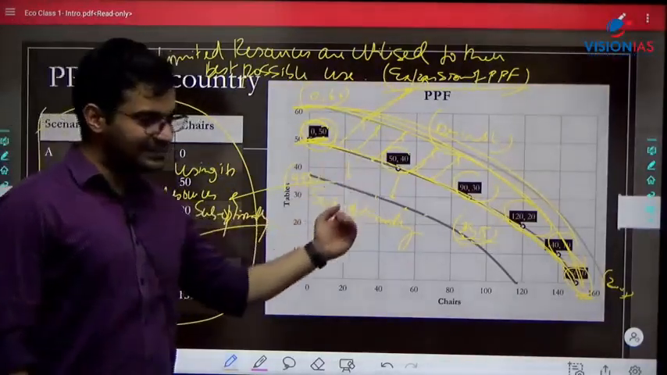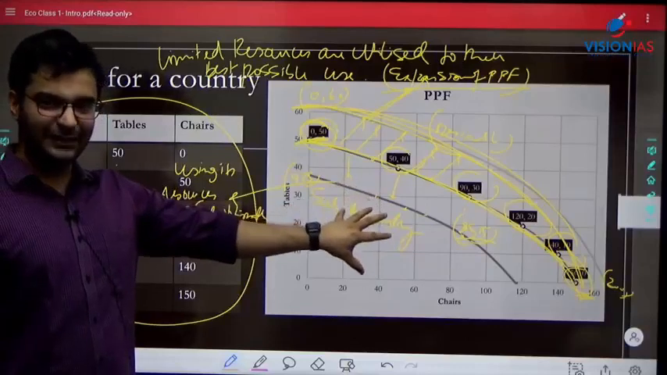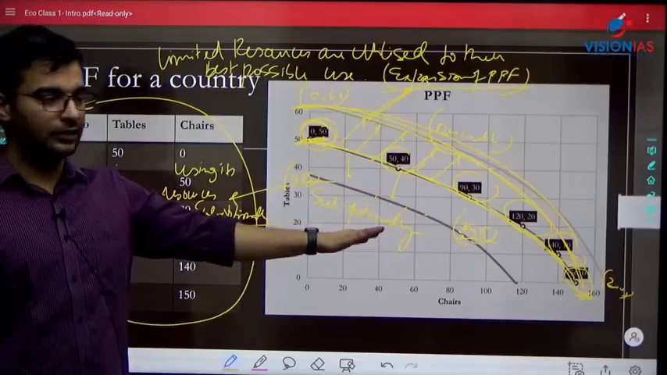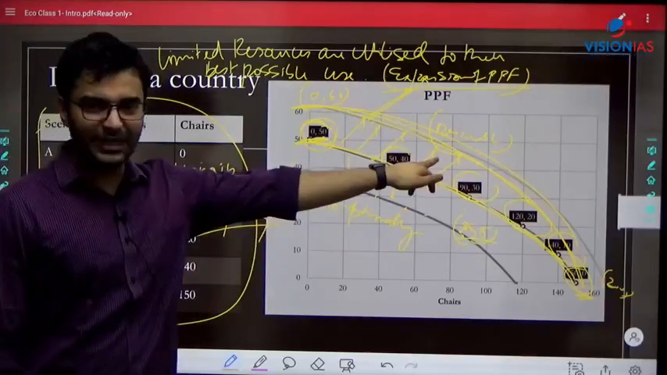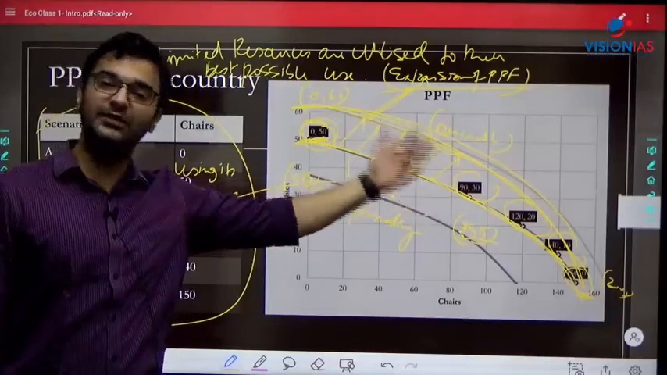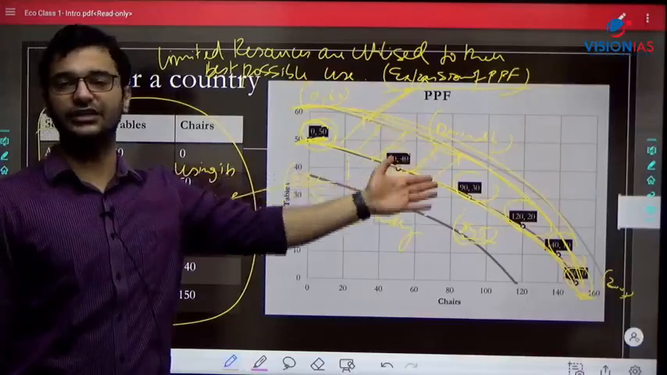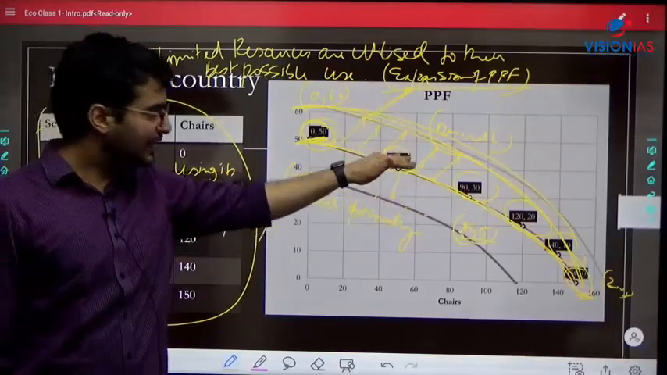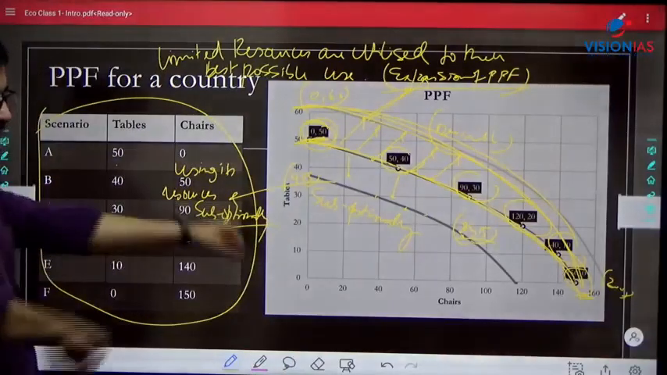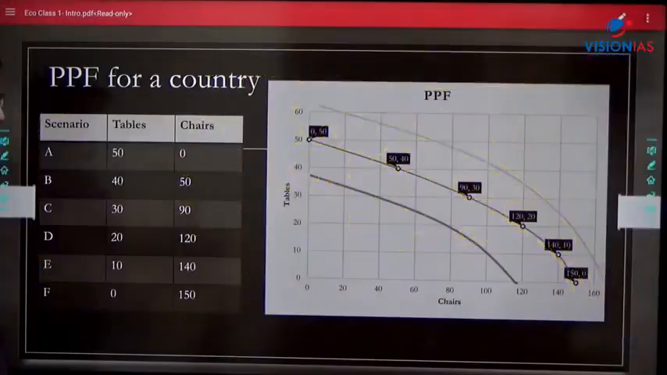All the points inside PPF are suboptimal, possible but not desirable. Points outside PPF are desirable but not possible. When would they become possible? They would become possible only when there is an increase in productivity, there is a change in technology, there is a new impartment of skills. Only then would these points become possible.